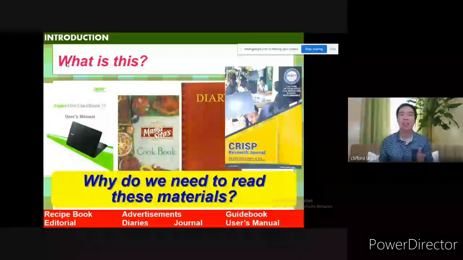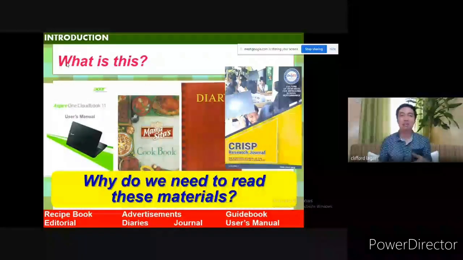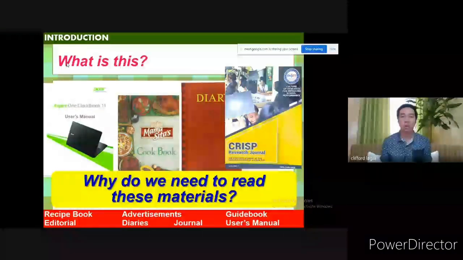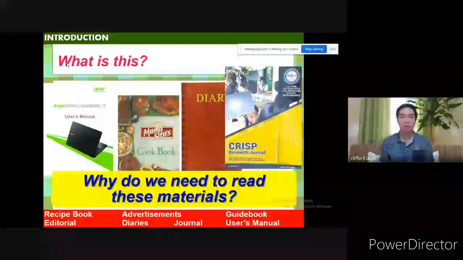Any ideas from the class? Yes, we continue. We had to read these materials because it's helpful on doing some activities. Correct. So these reading materials can really help us in doing activities for our daily routines. We also need to read these reading materials because they can expand our knowledge. These materials can provide us a lot of information and new insights about different topics, about different issues and ideas.